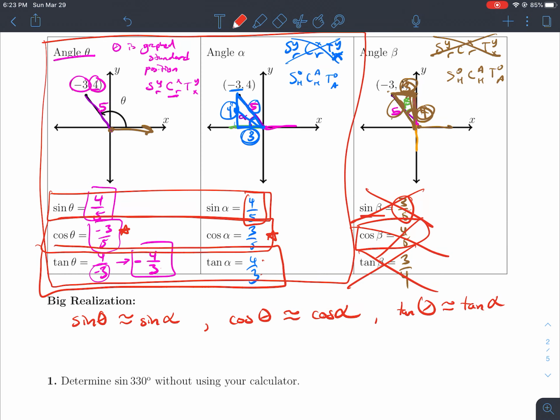So basically, theta and alpha give the same numerical answers. 4 over 5, 4 over 5, 3 over 5, 3 over 5. But the one thing to keep in mind is that sometimes the sign is different. Sometimes theta is negative when alpha is always positive.